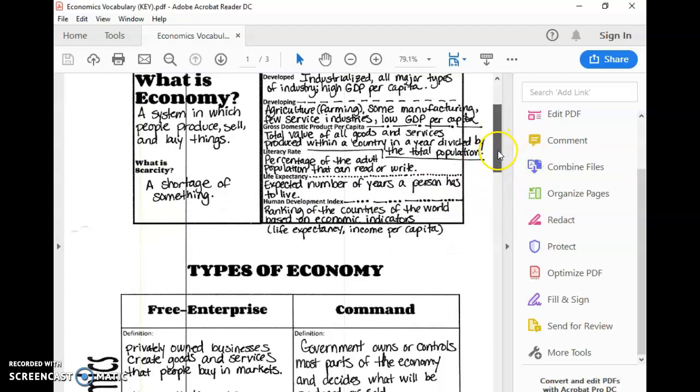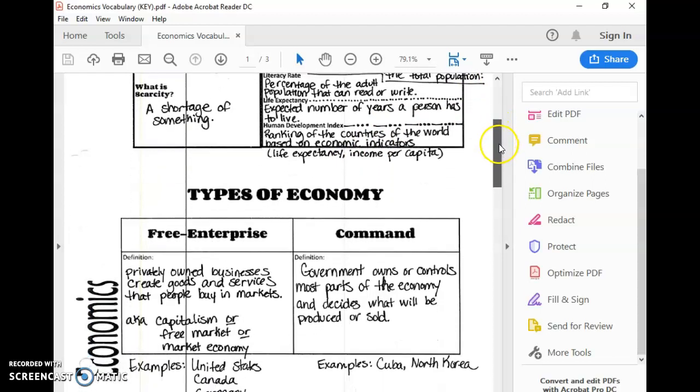Okay, I'm scooting on up here. The Human Development Index, or HDI. This is a ranking of the countries of the world based on economic indicators such as life expectancy or income per capita. Let's go down to the types of economy that we have.